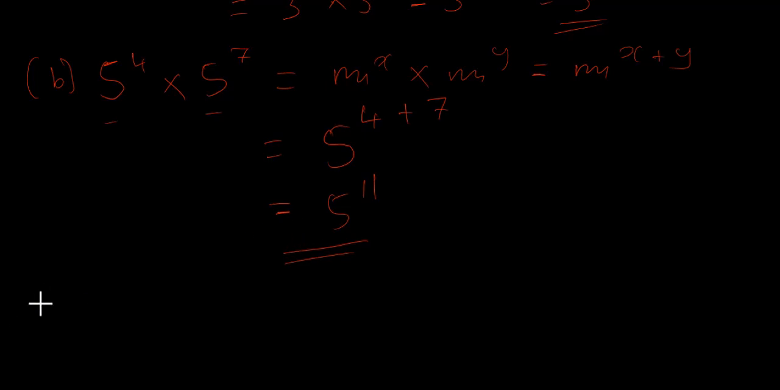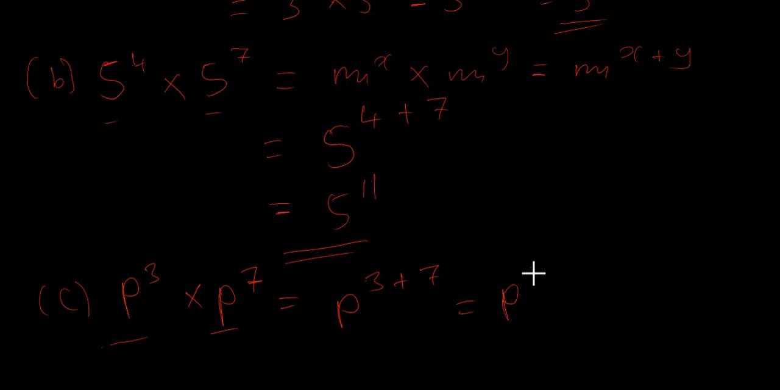Then we have another question, question C. It states p to the power 3 multiplied by p to the power 7. What are we going to do in this particular scenario? The base is the same. We simply take one of the bases, then we add the powers. So 3 plus 7 is equal to p to the power 10.